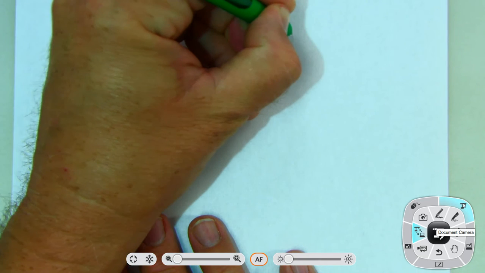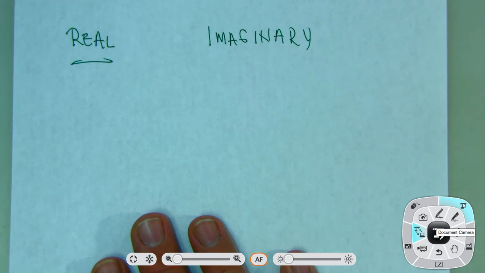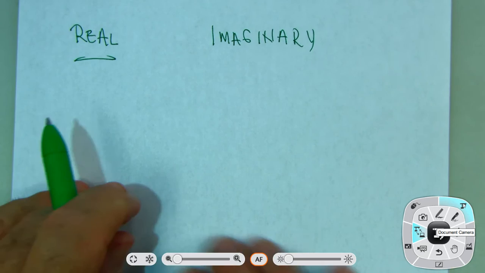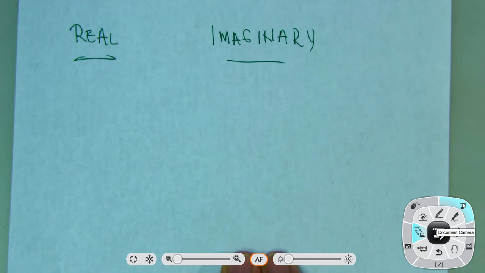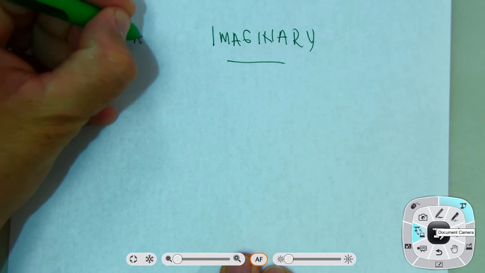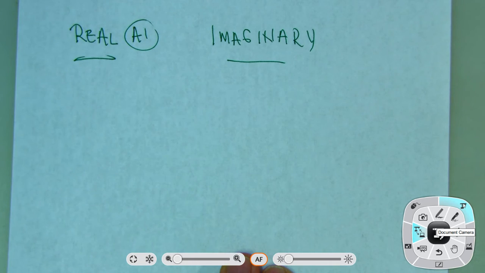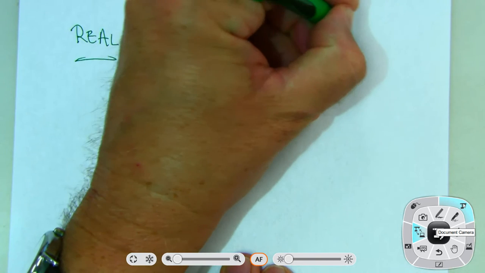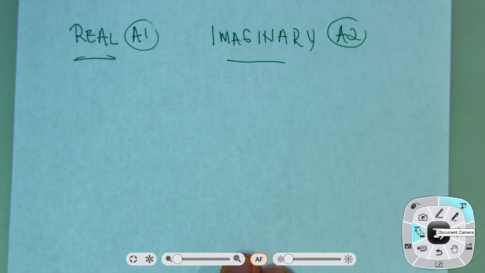Imaginary. Okay, so here's what we've got. We have real numbers, and we have imaginary numbers. And you're like, dude, what could an imaginary number be? Aren't they all real? Well, we will not talk a lot about imaginary numbers in Algebra 1. We deal mostly with real numbers in Algebra 1, but we will deal with imaginary numbers quite a good bit in Algebra 2. But just so you know what an imaginary number is, think with me just for a second.